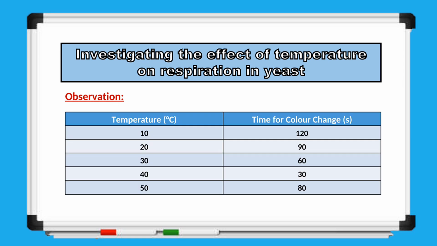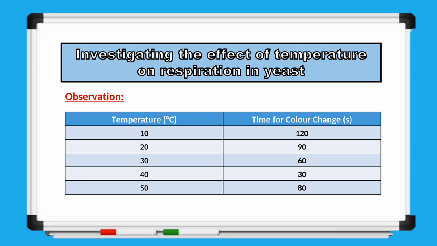After carrying out the procedure, we can observe how temperature affects the rate of respiration in yeast by looking at the time it takes for methylene blue to change from blue to colorless. At 10 degrees Celsius, the color change takes the longest, around 120 seconds, indicating that respiration is slow at low temperatures. As the temperature increases to 20 degrees Celsius and 30 degrees Celsius, the time decreases to 90 seconds and 60 seconds respectively, showing that the rate of respiration is increasing.